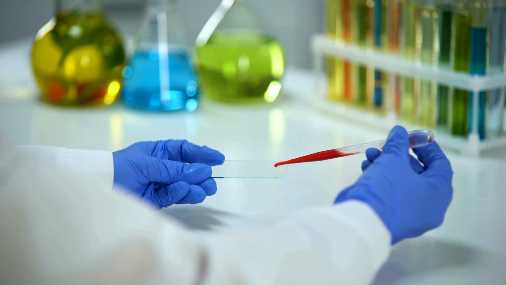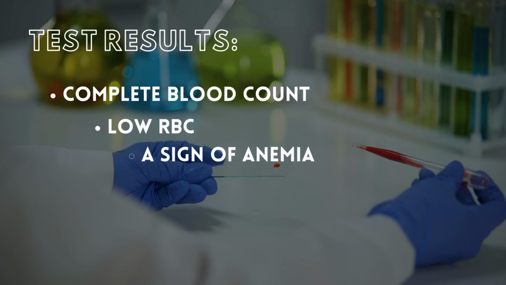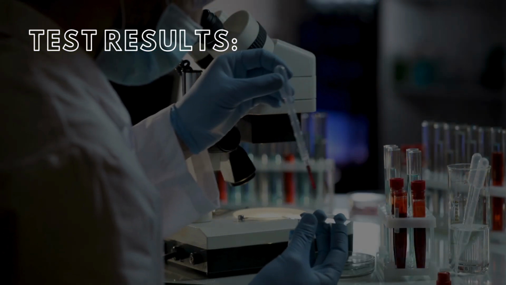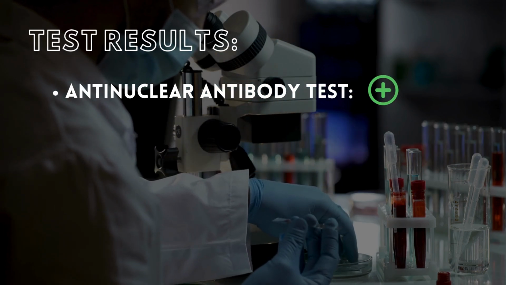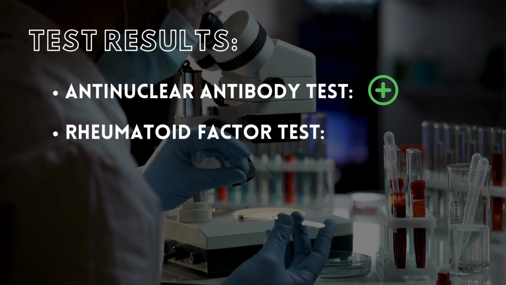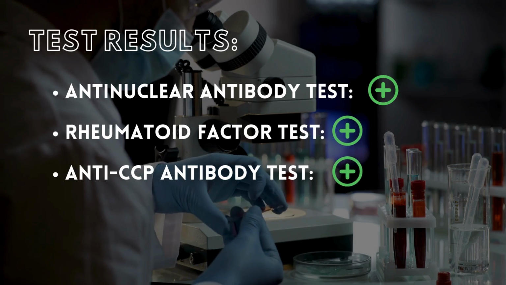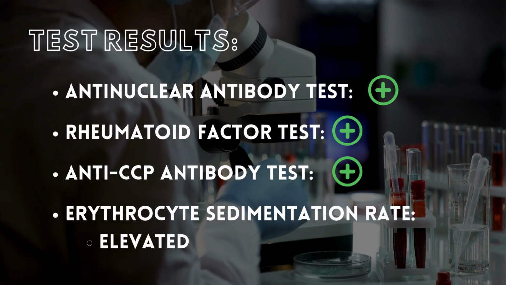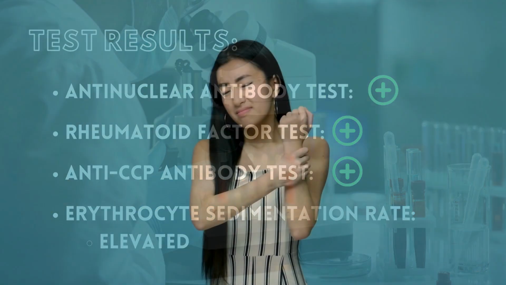You order several tests and view their results. First, a complete blood count, which shows low red blood cell levels, which suggests your patient is anemic, and a slightly elevated white blood cell count, which is a sign of inflammation. You also order an anti-nuclear antibody test, which returns positive and indicates your patient has autoantibodies. The rheumatoid factor test and anti-CCP antibody test both return positive, strongly indicating rheumatoid arthritis. Additionally, the erythrocyte sedimentation rate is elevated, confirming systemic inflammation.